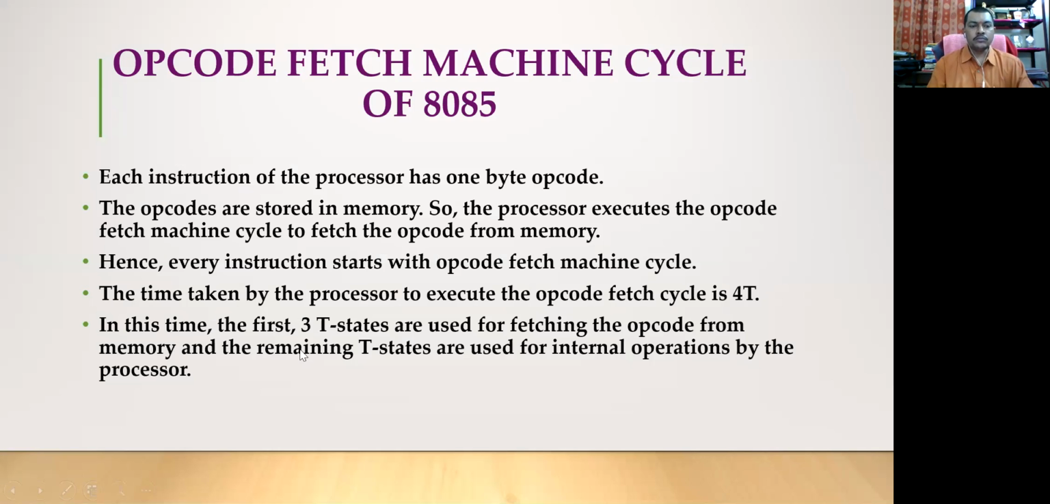Now in this time, the first T states are used for fetching the opcode from the memory, and the remaining T states are used for internal operations by the processor. That is to decode the opcode, right, and to generate the instruction. So this is how the opcode fetch machine cycle is being used.